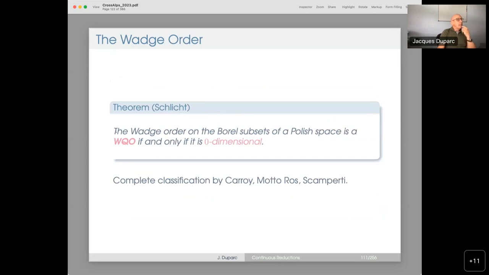We may ask, when is it the case that the wedge order on the Borel subsets of a Polish space is a WQO? So essentially it's a WQO on the Cantor space, on the Baire space, but what about the other Polish spaces? So the complete answer was given by Schlicht, who proved that the wedge order on the Borel subsets of a Polish space is a WQO if and only if your Polish space is zero dimensional. So if it's not zero dimensional, it's not a WQO, otherwise it is. And there was recently a complete classification of these wedge orders by Carroy, Medini, and Müller. So everybody's here except Raphael. Yeah.